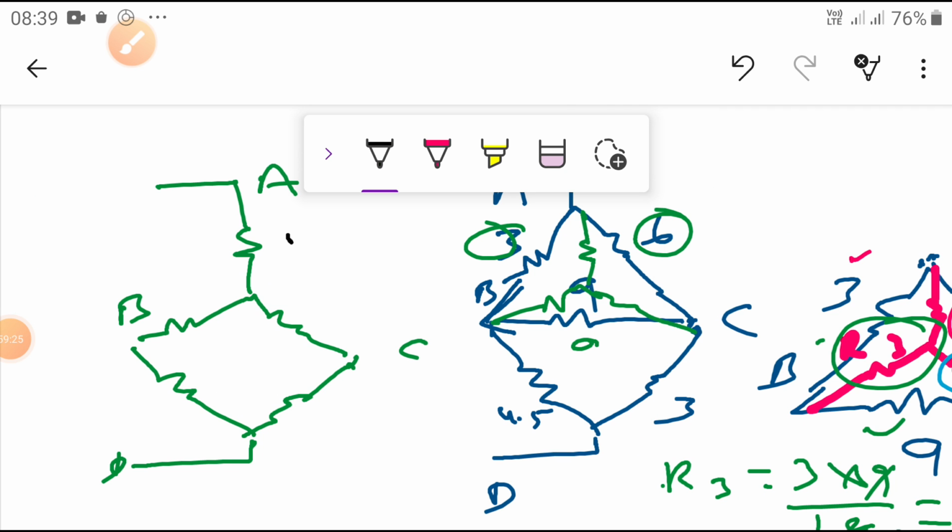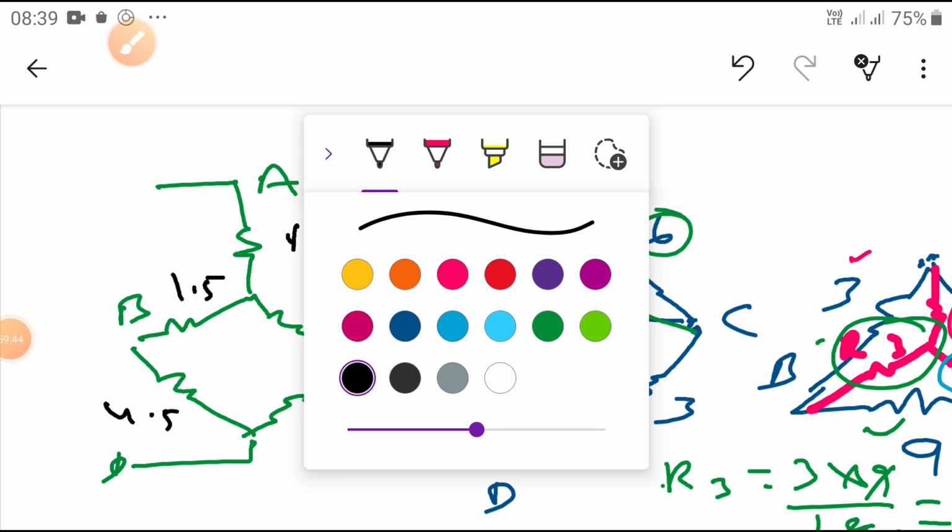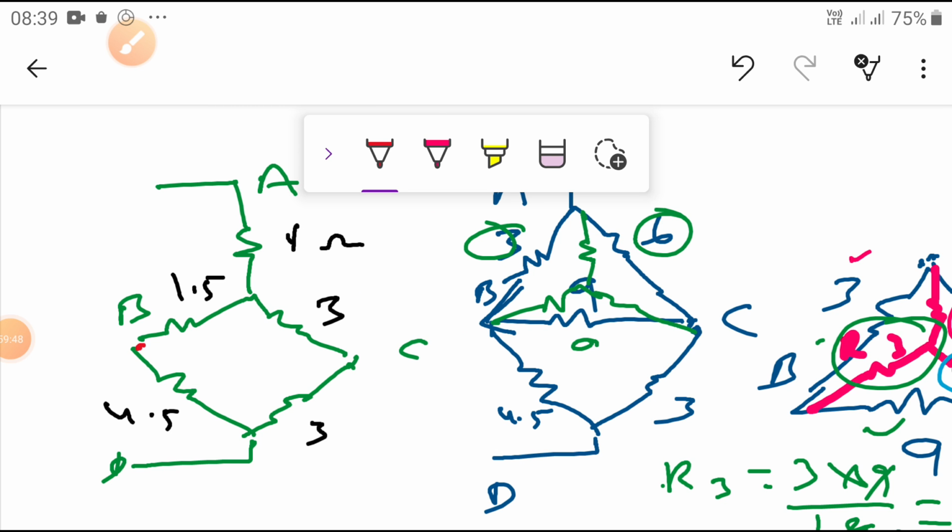Okay, 1 ohm. This is 3 ohms. This is 1.5 ohms. And previously we had this 3 ohms and 4.5 ohms. Now you can see it here. What we observed is now 1.5 and 4.5, this and this are in series.